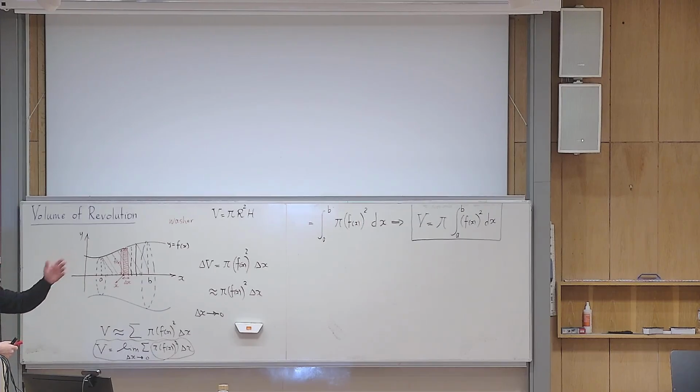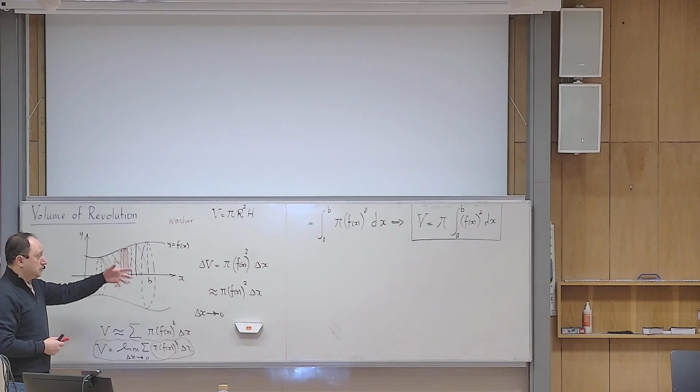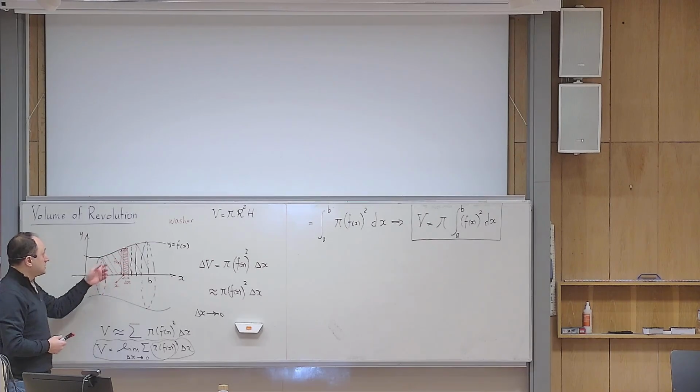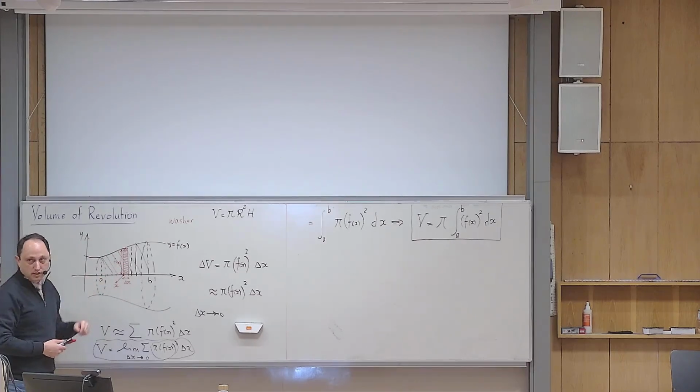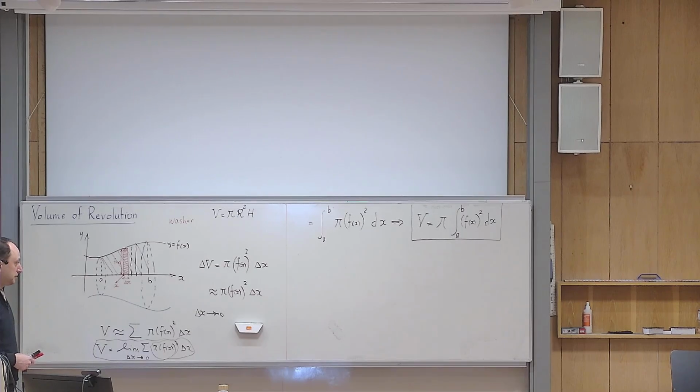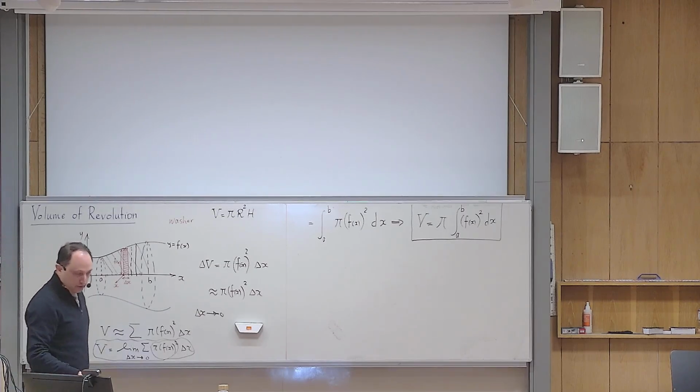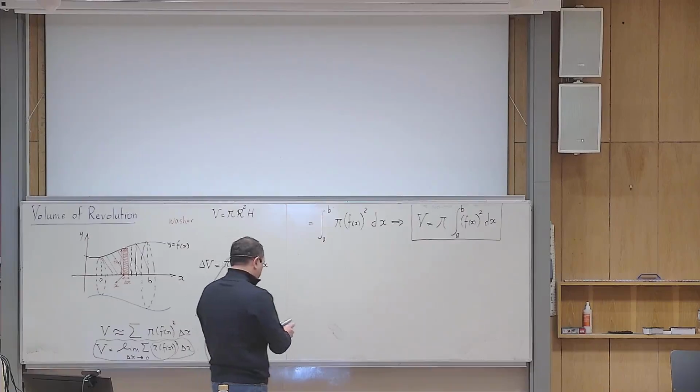So I am allowed to use the formula if the volume that I am interested in is derived by rotating an area about the x-axis. If I want to find that volume, I can use that formula. So let me, for example, give a simple example.